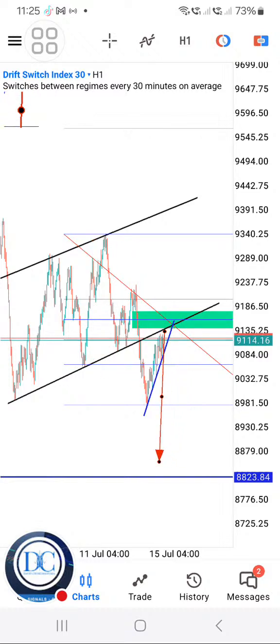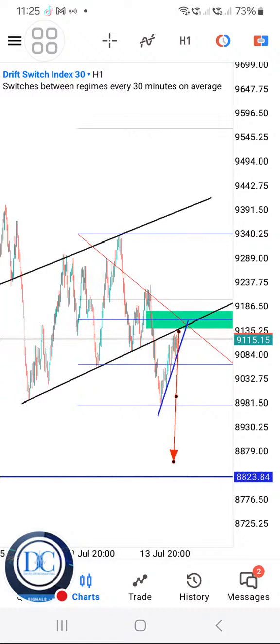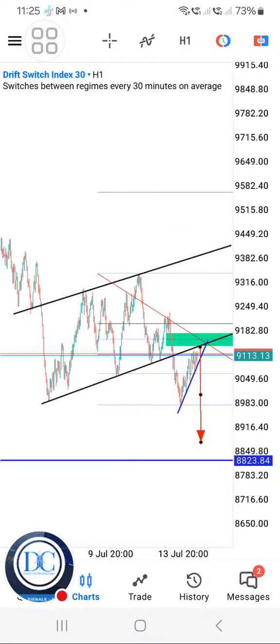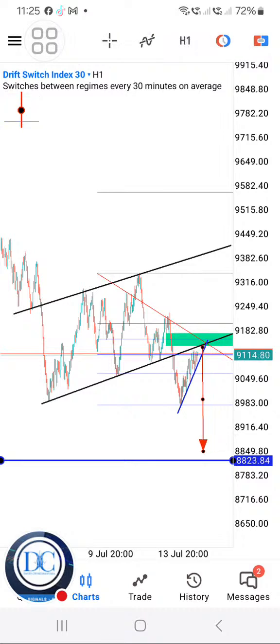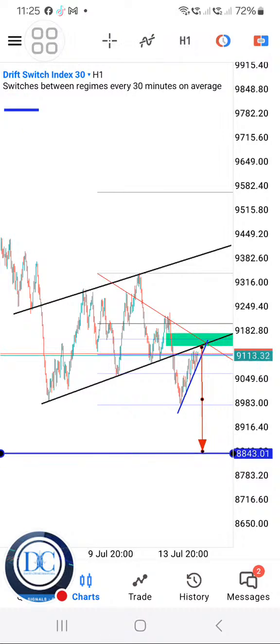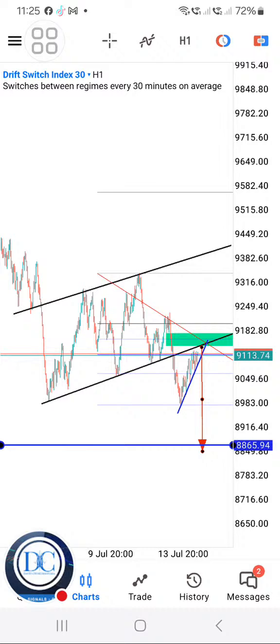So if we have a retest here, I need to make an adjustment. Oh, this line is not straight. Let me make it straight and see. Okay, so I'm trying to mark out my take profit. Okay, roughly around this area, but I'm not much worried.